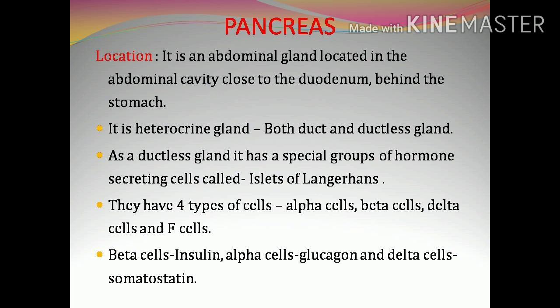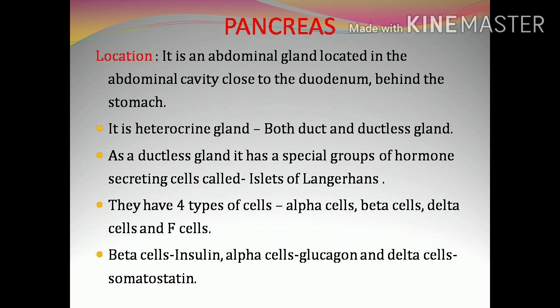In the islets of Langerhans, we can see three different types of cells: beta cells, alpha cells and delta cells, and they secrete different hormones. Especially in the pancreas we can see four types of cells, but for you only three types are there.